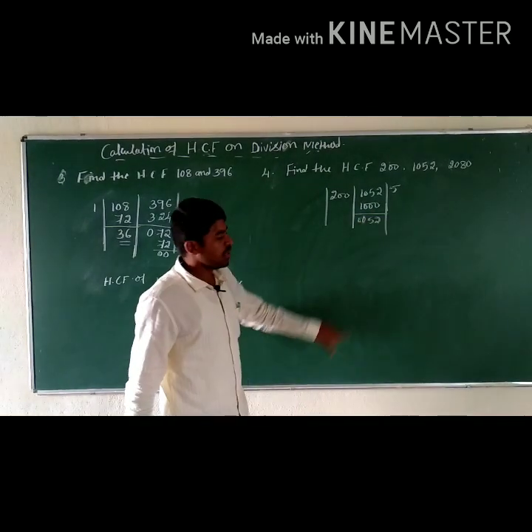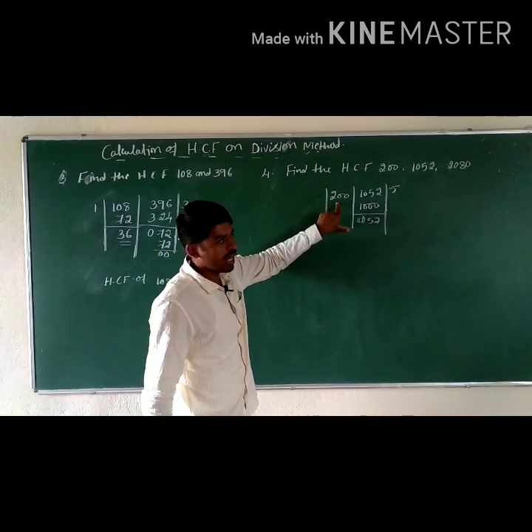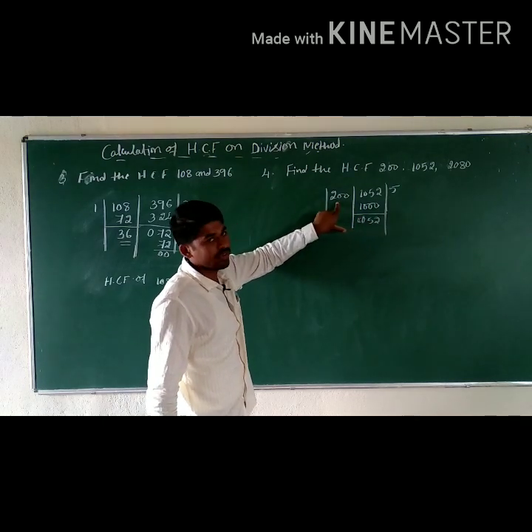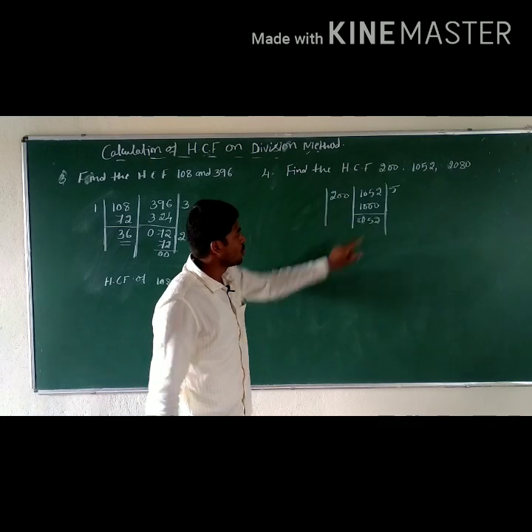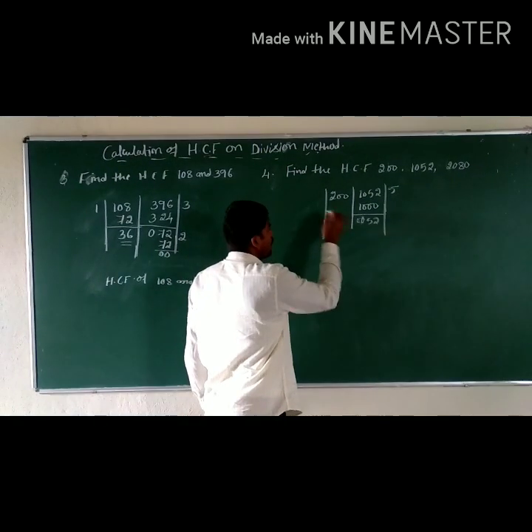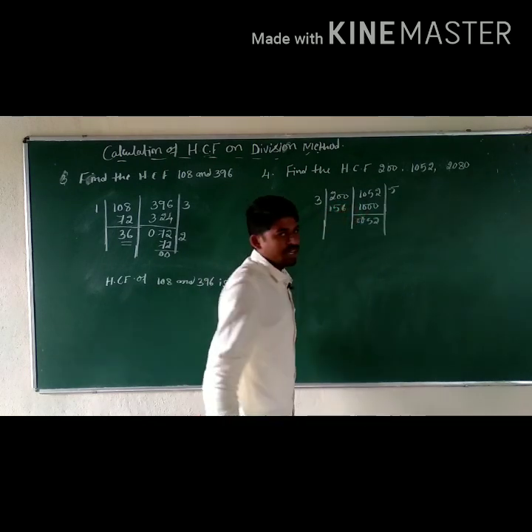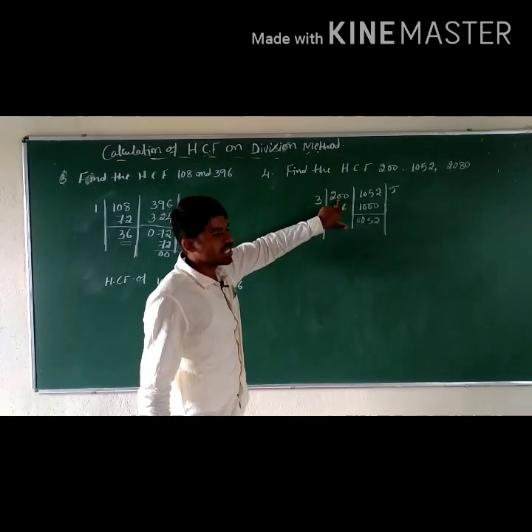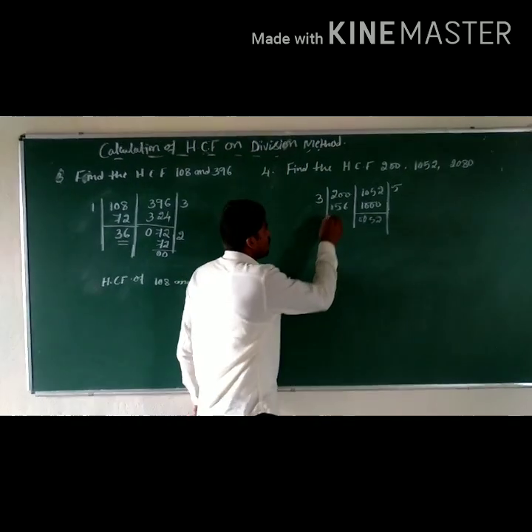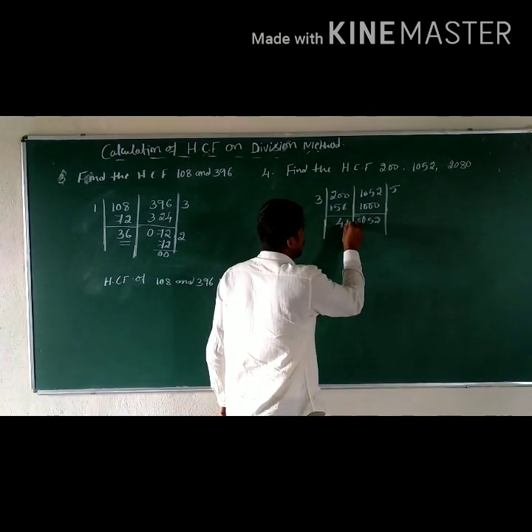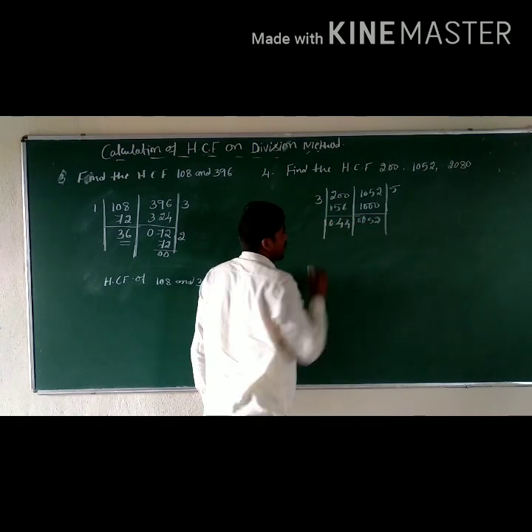Now compare it. This is the lowest value, this is the highest value. With the help of the lowest value, we are going to divide the highest value. 52 threes are 156. Now 200 minus this value, we get 44. We get 44.